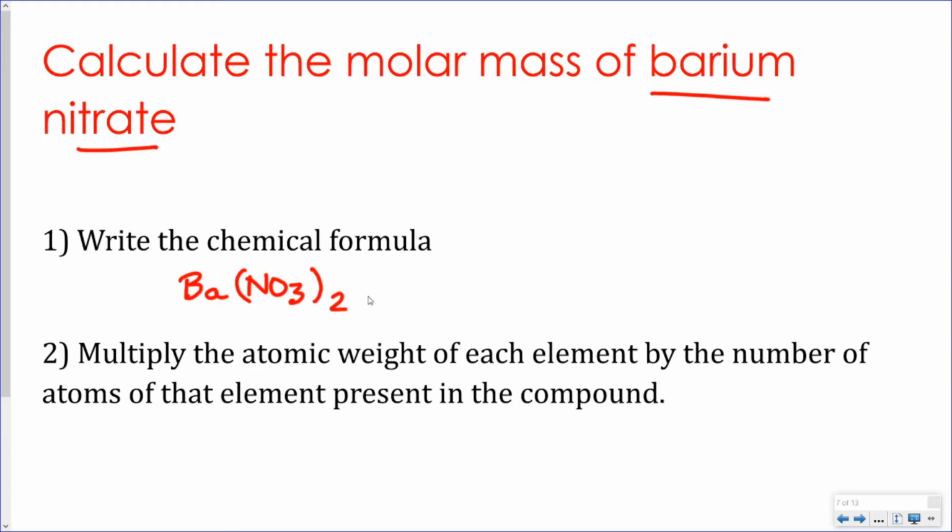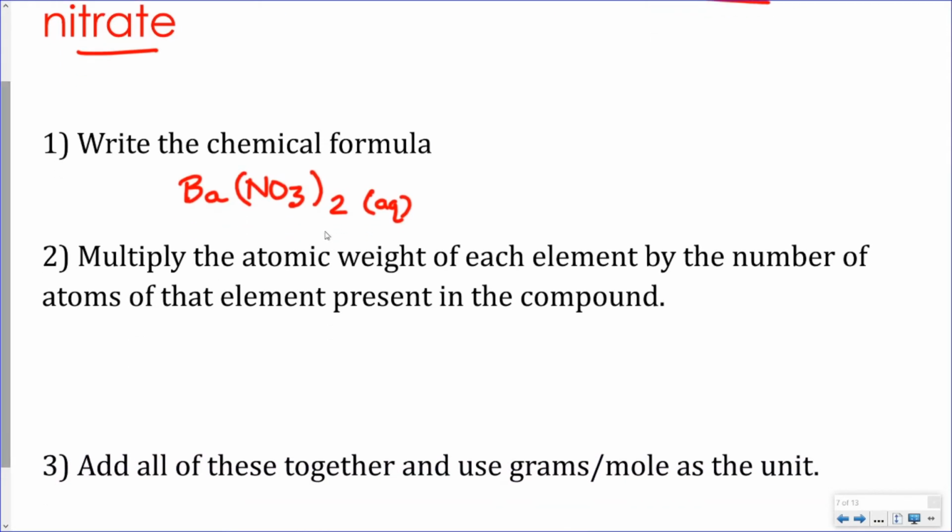And just for good measure, we could look up nitrate on our solubility of ionic compounds. We would remember, hey, anything with nitrate is going to be highly soluble. So if we put barium nitrate in water, it would dissolve and it would be aqueous. All right, let's get back to molar mass though. So we've written the chemical formula.